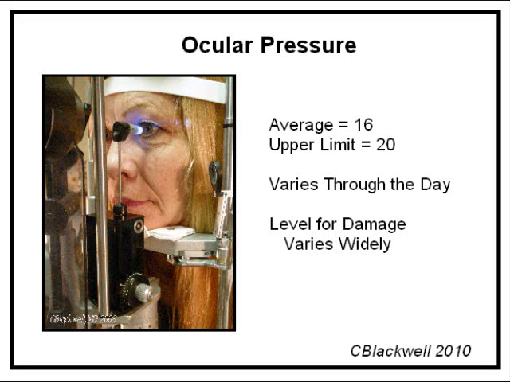Second, and very important, the amount of pressure it takes to do damage in a specific person varies widely. Some people have optic nerves that are particularly resistant. They can tolerate a pressure in the mid-20s without damage, while others have more fragile nerves that can have damage in the middle teens.